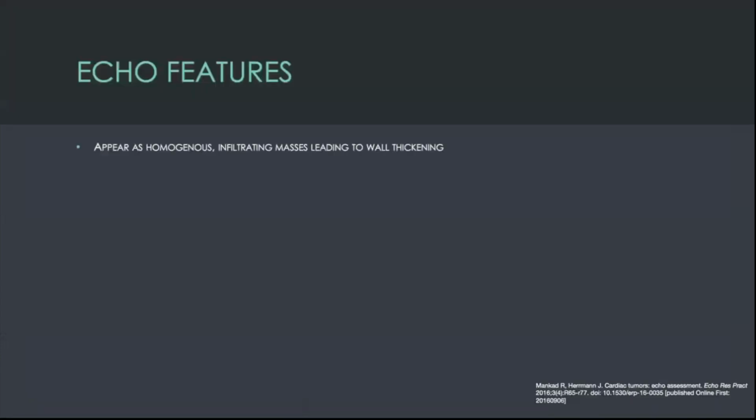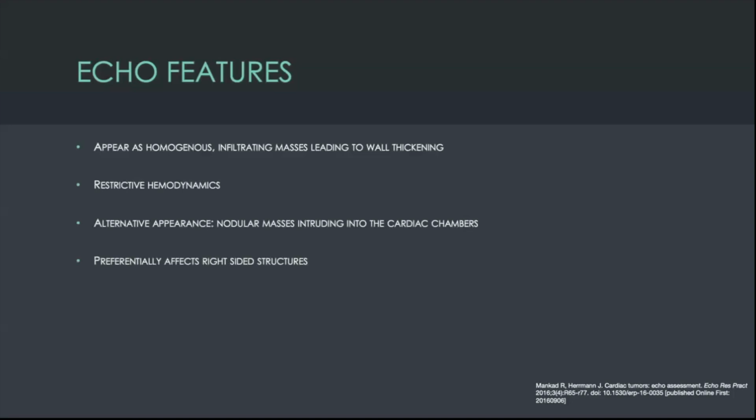Echo features of primary lymphoma: they appear as homogeneous, infiltrating masses leading to wall thickening. They can demonstrate restrictive hemodynamics on echocardiogram. They can have an alternative appearance where they can be nodular masses intruding into the cardiac chambers. They preferentially affect the right-sided structures, and the AV groove can be affected here as well. The pericardium can be involved, so you can get effusion most often, or effacement of the pericardium on bedside echo. And then again, depending on the size of the tumor, you can get inflow obstruction as well.